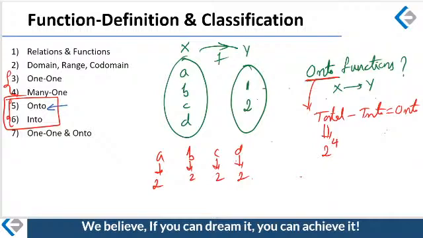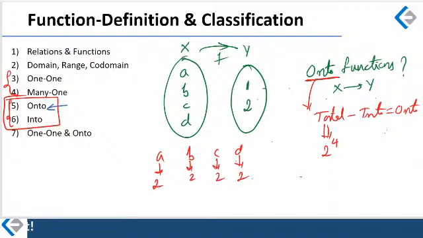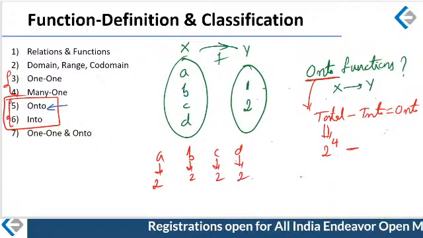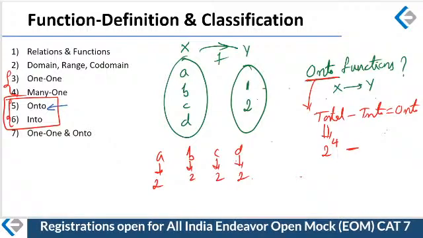2 raised to power 4. That is, the total number of functions possible is 16. Out of these 16 functions, how many into functions are possible?